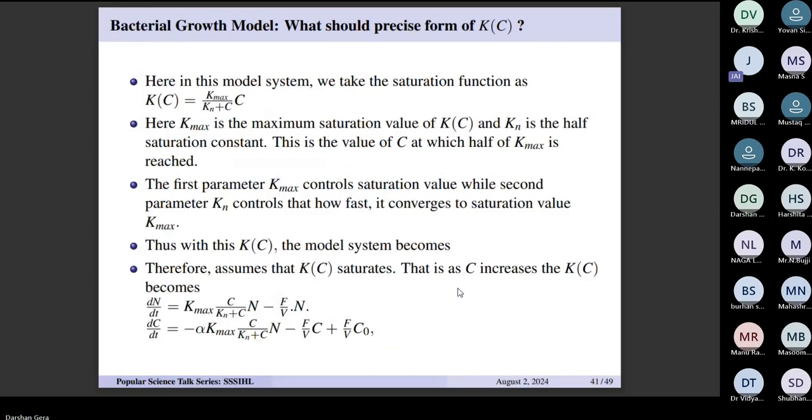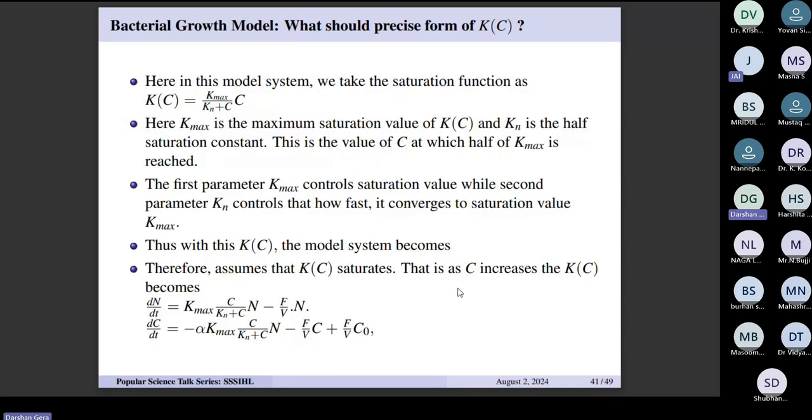So you see how you are going to set up this Kc equal to K max upon Kn plus C into C. You see, this Kc will saturate at the level K maximum, the maximum saturation level of Kc. So I am putting K max in the numerator because when you have C upon 1 plus C, it will saturate at 1. But when you have the coefficient K max on C, it will saturate at K max. So this is the maximum saturation level.